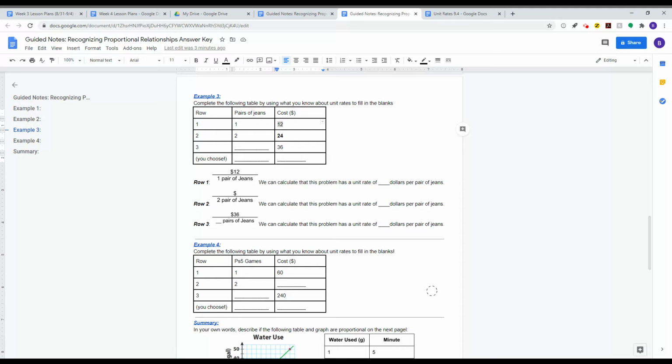Also, we very briefly talked about proportionality in unit rates earlier when we did a graphing assignment, when we looked at what's the same and what's different. So go ahead and try out this summary in your own words at the bottom.